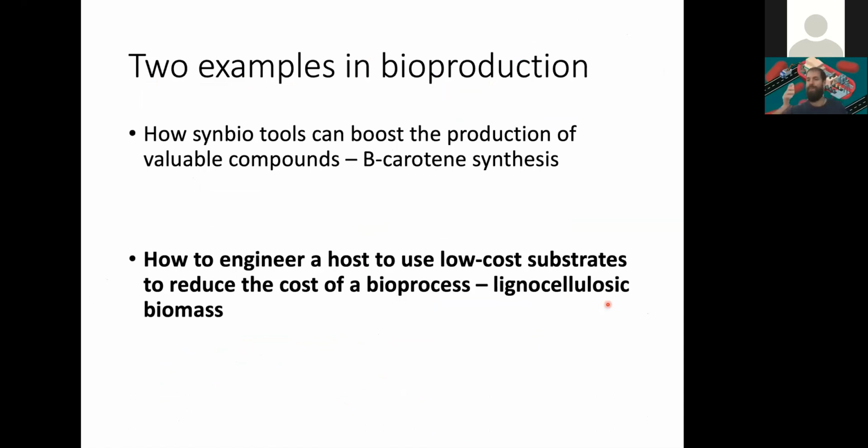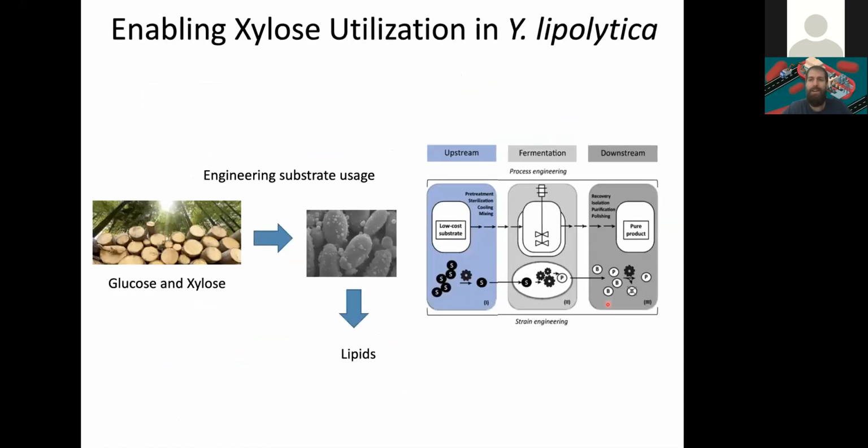And now we're going to see how these lipids and these compounds can be produced in a cheaper way by using low-cost substrates. And the low-cost substrate that everybody wants to use, because it's very abundant and very cheap, is lignocellulosic materials. So all the waste biomass that is generated in forestry, in agriculture, and so on. And basically these lignocellulosic materials can be hydrolyzed to their main components that are glucose and xylose.